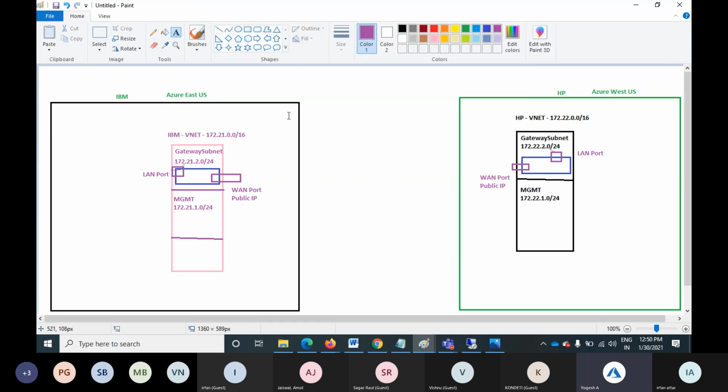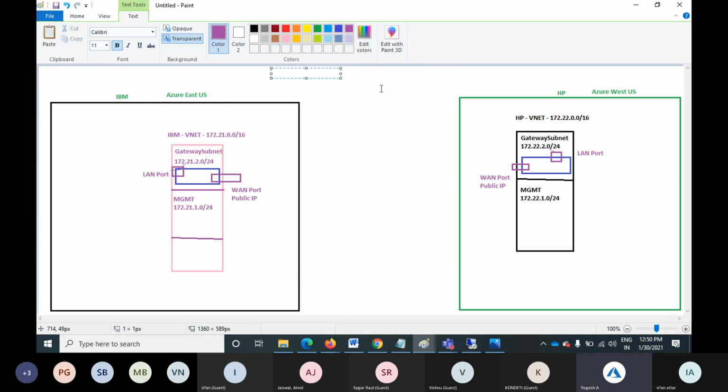Okay. So again here we are going to discuss one more service. The first service we have discussed is Azure VPN gateway. And now there is one more service we need to use, local VPN gateway. So local VPN gateway is nothing but the information of your next hop, right?